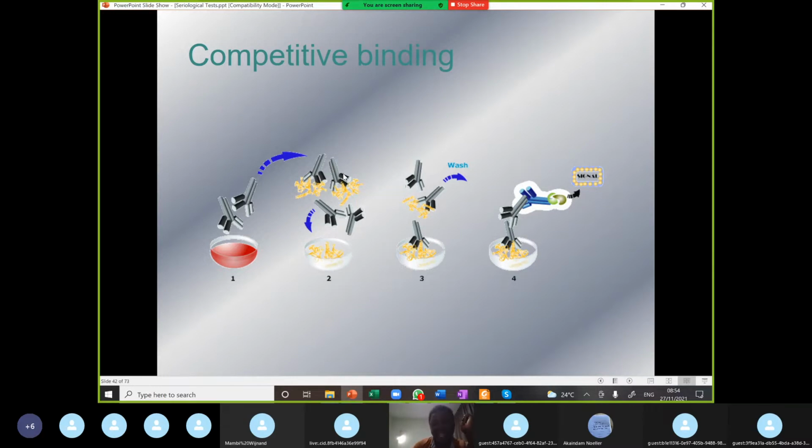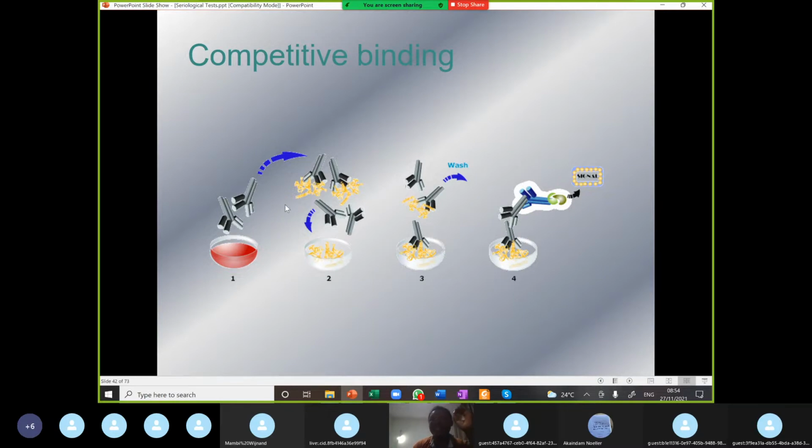The higher the antibodies in the patient's system, the more free antibodies will be available after this primary incubation. Meaning that more antibodies will be available to bind to coated antigens, meaning that the higher the intensity of the color.